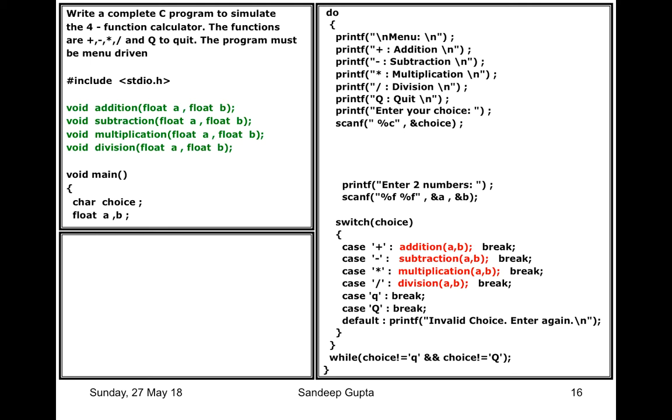Okay, now the execution of the program starts from void main. Within the main, we have a character variable choice and two floating point variables a and b. Now, after float a comma b semicolon, we go over here to the do while loop. So when you actually write this program in your exam, the do while loop will start below this float statement.